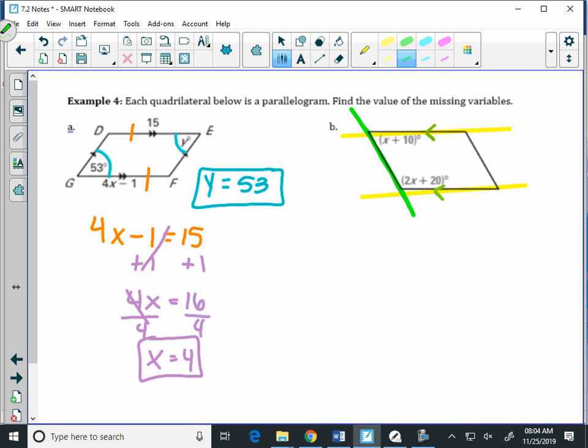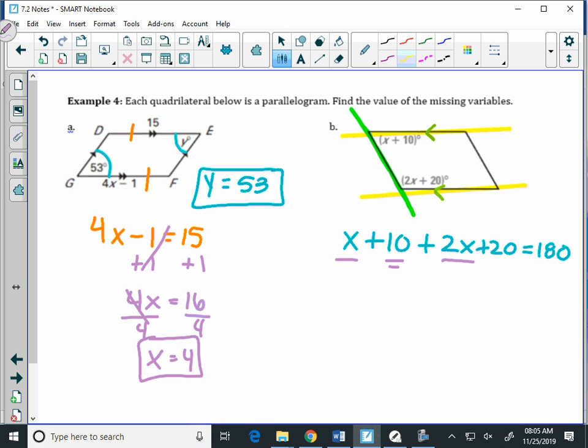Lee and Isaac, you were saying this. What kind of angles are x plus 10 and 2x plus 20? They're same side interior. What do we know about same side interior angles? They equal 180. So when you have parallelograms, when you have trapezoids, when you have angles that are on top of one another, they're always going to add to 180 degrees because they're same side interior angles. So angles across from each other are equal. Angles on top of one another add to 180. And then what do we have to do in order to solve?